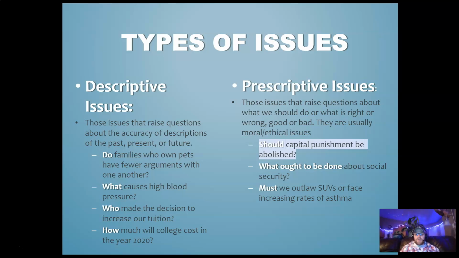Prescriptive issues. Should capital punishment be abolished? This is now asking us to take a position to do something, whether or not you do or not. What ought to be done about Social Security? That's another thing that requires some sort of action, whether it be from us or other government parties. Must we outlaw SUVs or face increasing rates of asthma? That's another thing that's requiring us to take action.